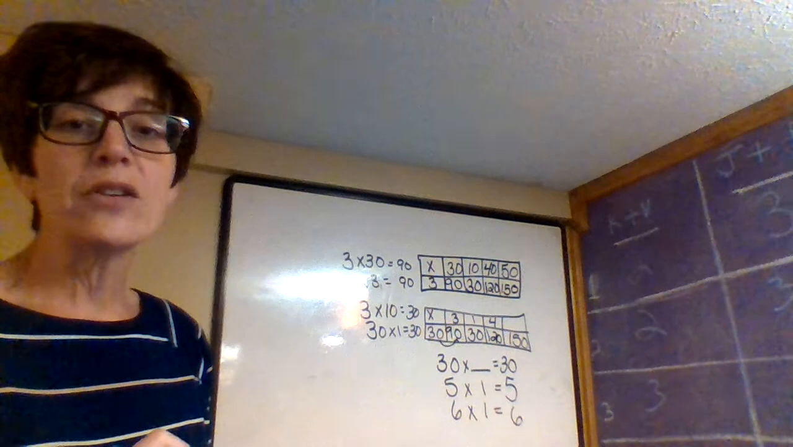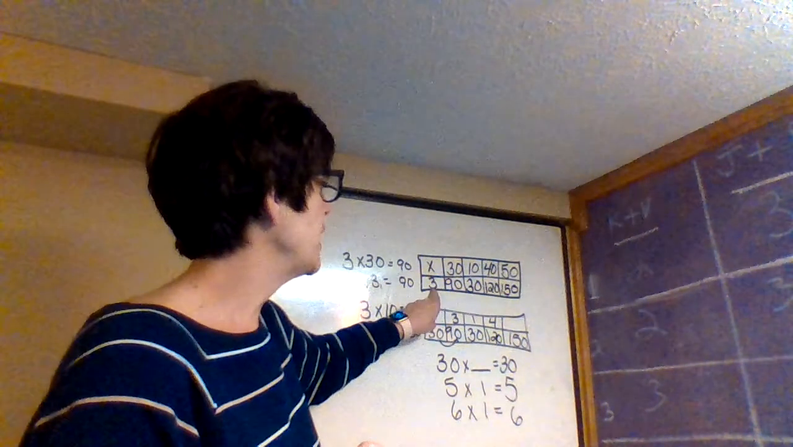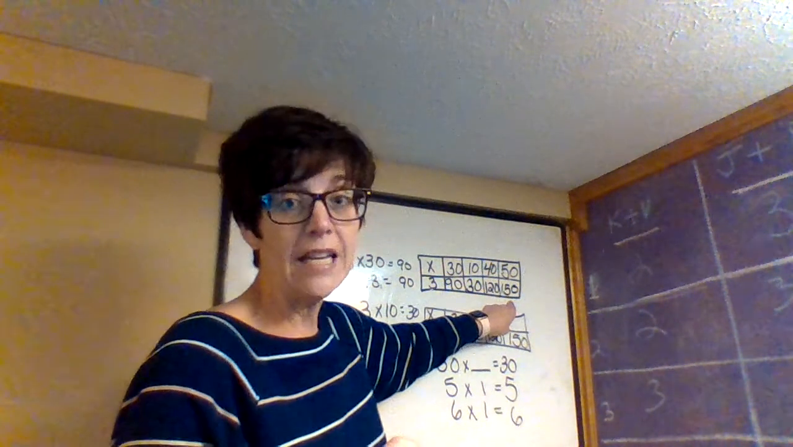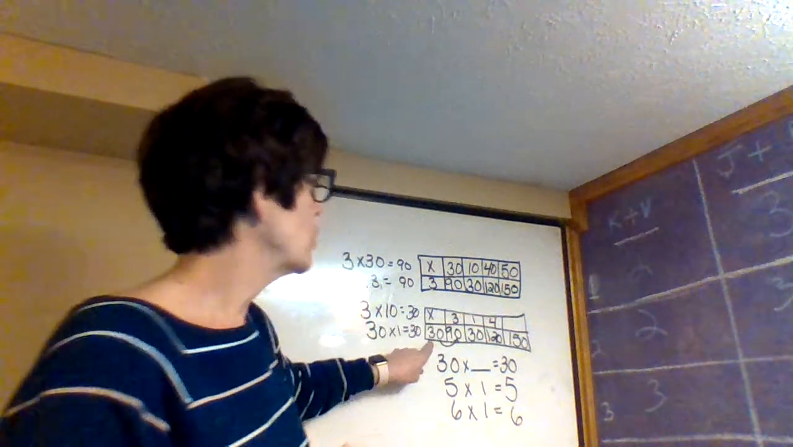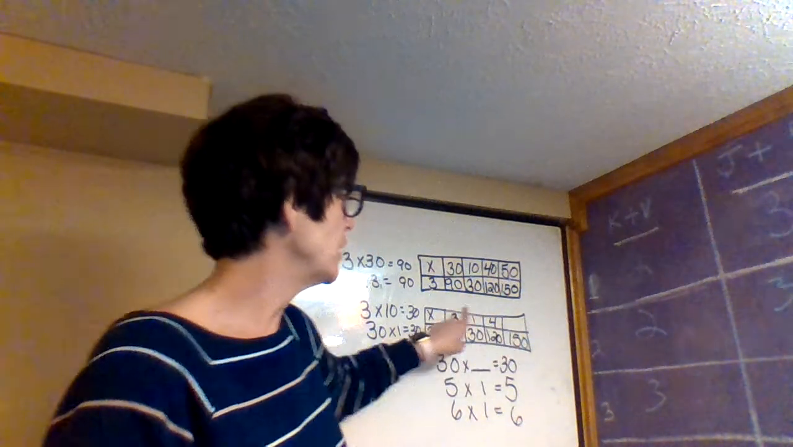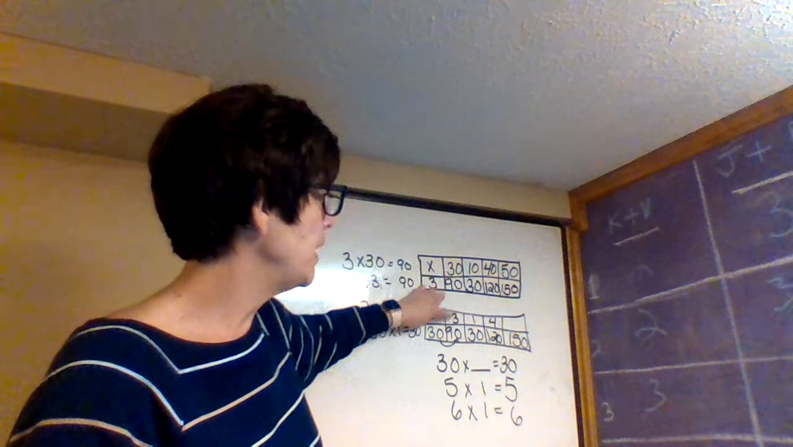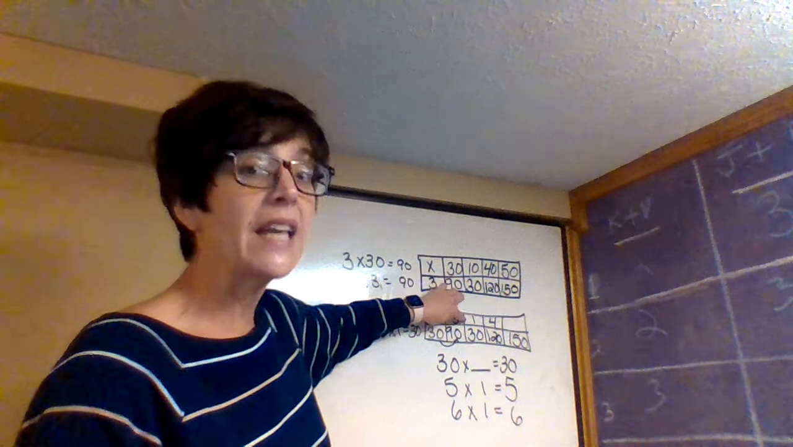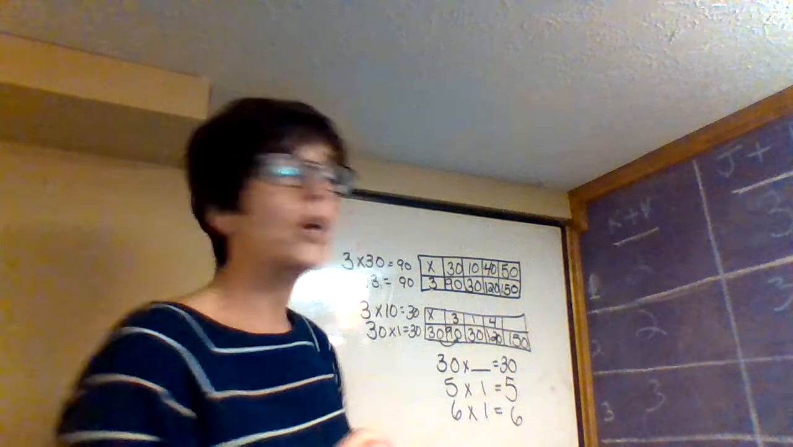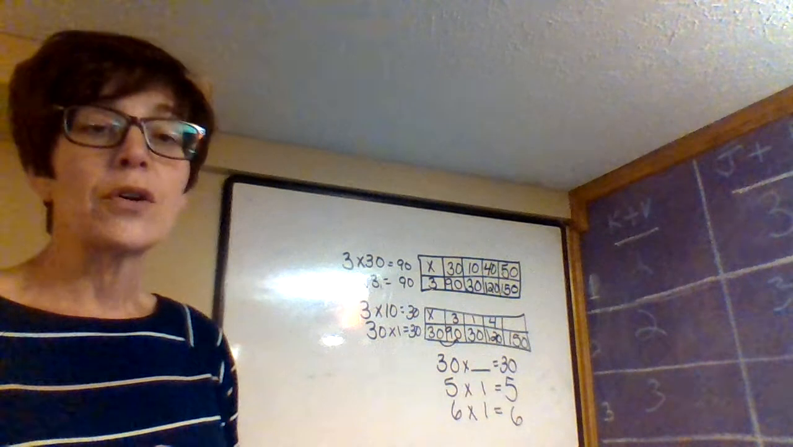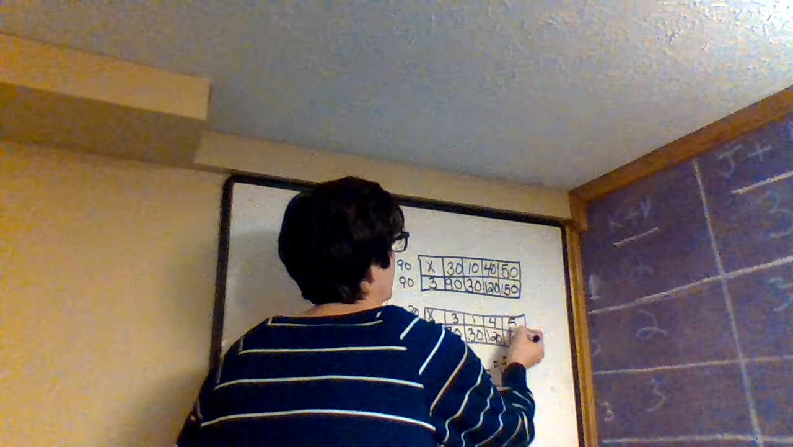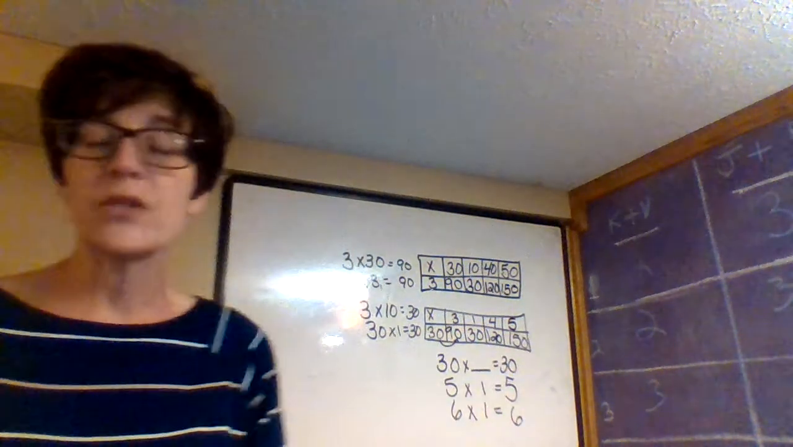Let's look at this pattern of this next one. 3 times 50 was 150. So 30 times what is going to be 150? Look here, we have 30, 3, 10, 1. We've taken away that 0 each time. So what number is going to go there? 30 times 5. 30 times 5 equals 150.